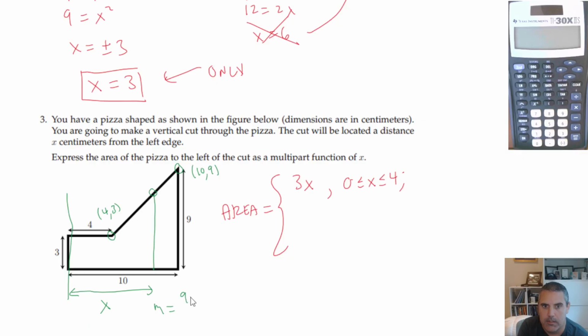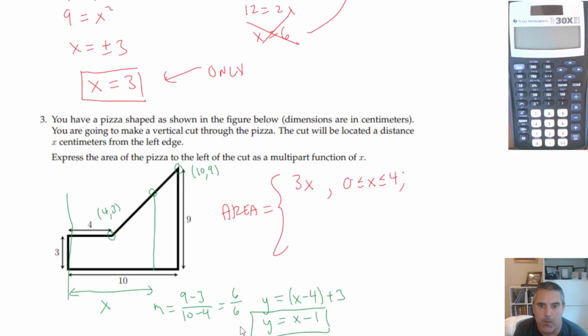The slope is 9 minus 3 over 10 minus 4. 6 over 6, slope is 1. So we get y equals 1 times x minus 4 plus 3. Y is equal to x minus 1. Let's do a quick double check. When I plug in a 4, I get a 3. When I plug in a 10, I get a 9. Great. So now I can label this.